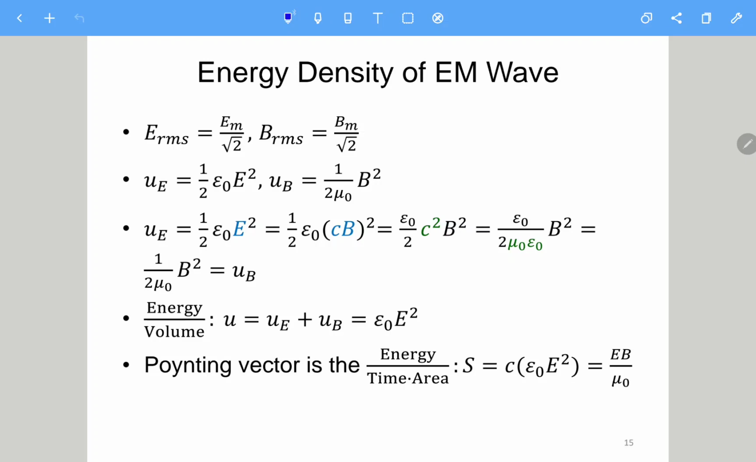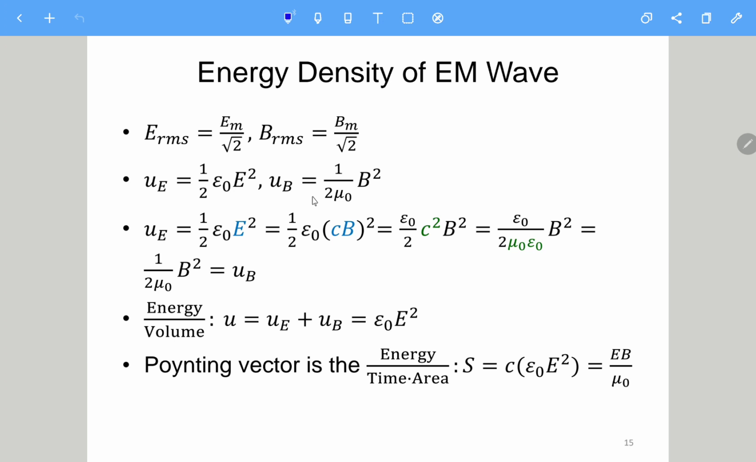I've mentioned the Poynting vector, which is the vector about the energy carried by the EM wave. So here, of course, we have this expression. The RMS value of the E field is the peak amplitude divided by square root of 2, and so is the magnetic field. And if you still remember, the energy density of the E field is 1/2 epsilon naught E squared in free space, and the energy density stored in the B field is 1/2 mu naught times B squared.